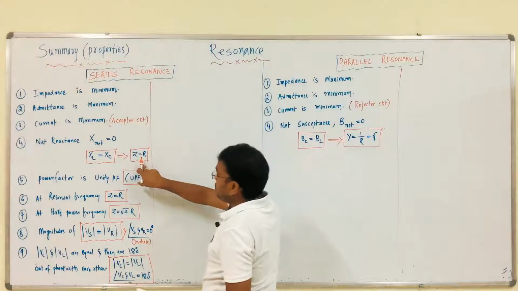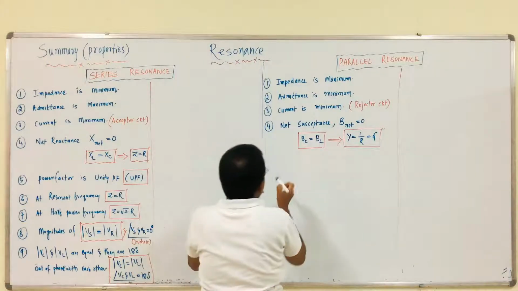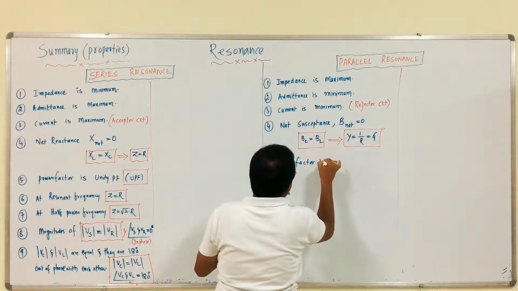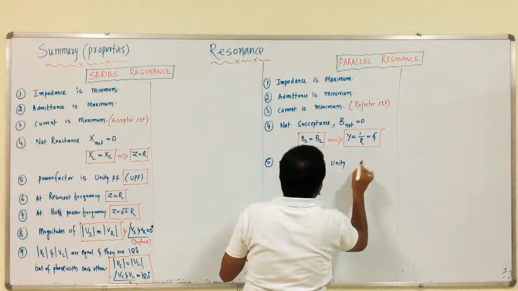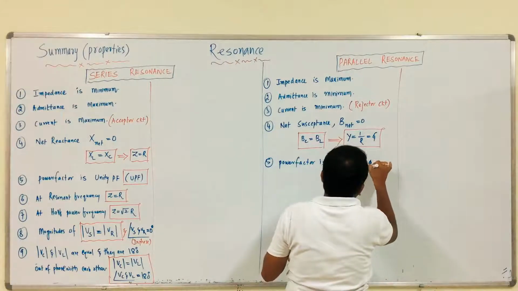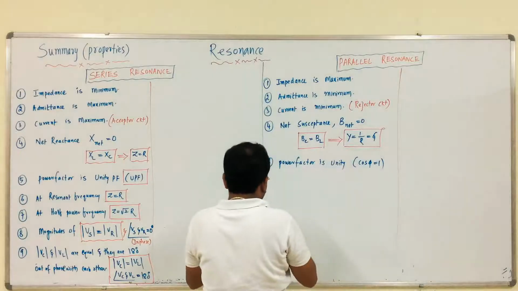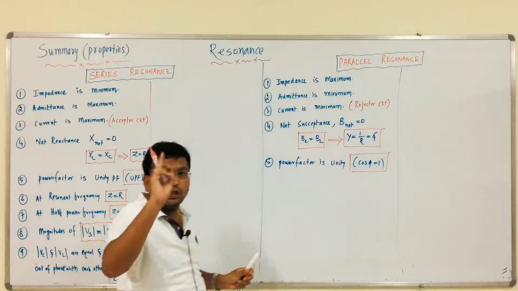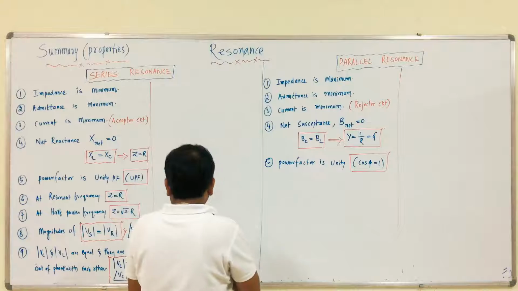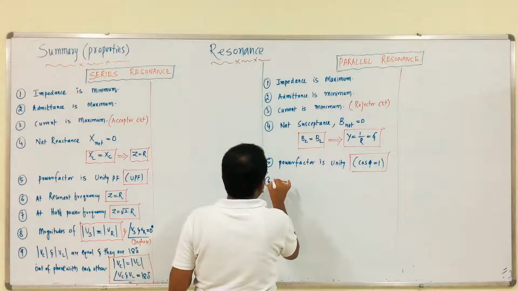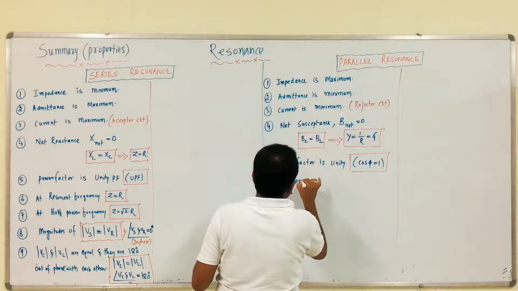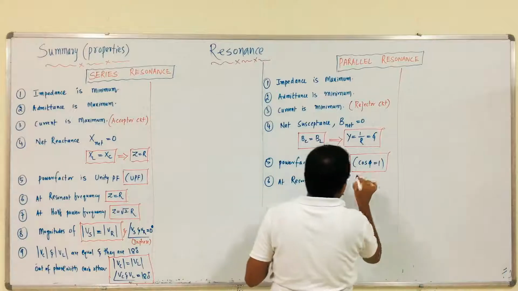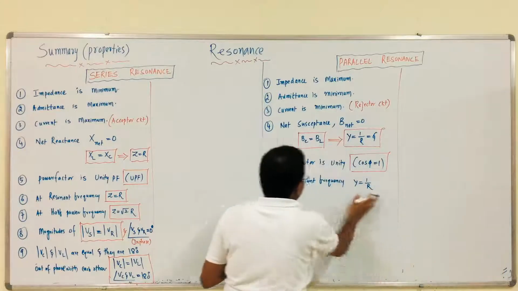See, at this condition power factor is what? Unity. Like this also we have power factor unity, that is cos phi is equal to 1. Okay? Cos phi is equal to 1. Under any resonance, the power factor is equal to unity by default. Next, sixth one, at resonant frequency, Y is equal to 1 by R only.